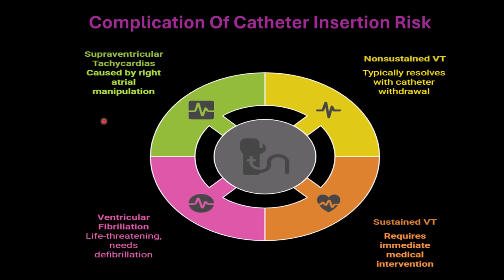Tachycardia caused by right atrial manipulation. Non-sustained VTAC will happen if we go rapidly into the right ventricle, and it will resolve spontaneously if we withdraw the catheter. Sustained VTAC requires immediate medical intervention. Non-sustained VTAC can degenerate to VF and lead to a life-threatening condition and need defibrillation.